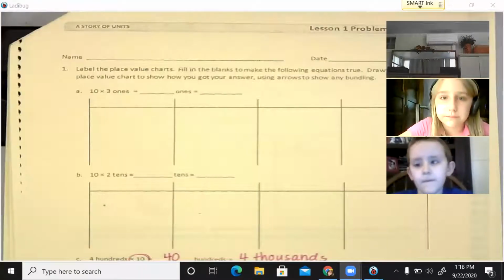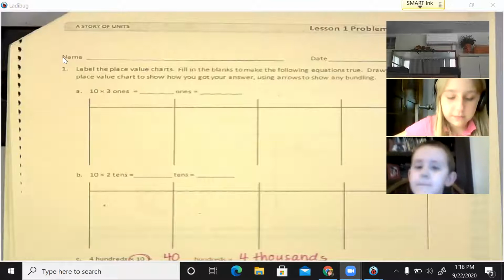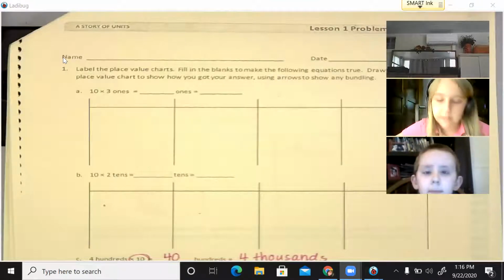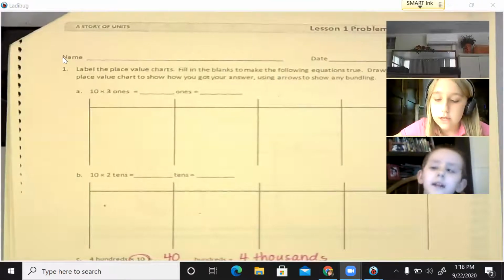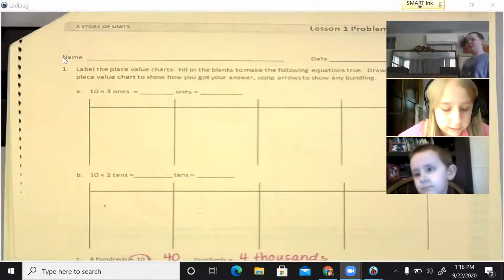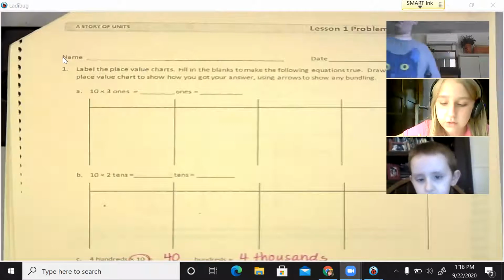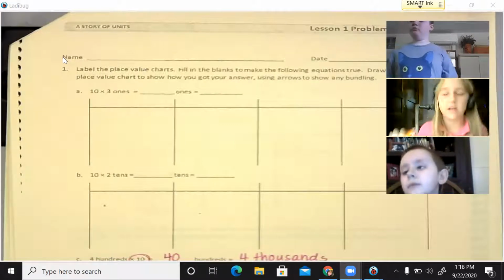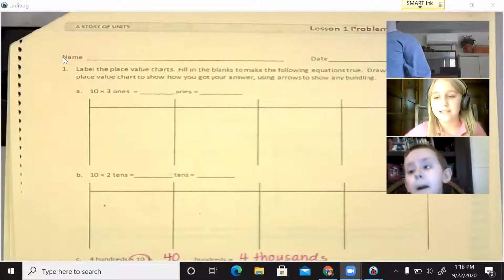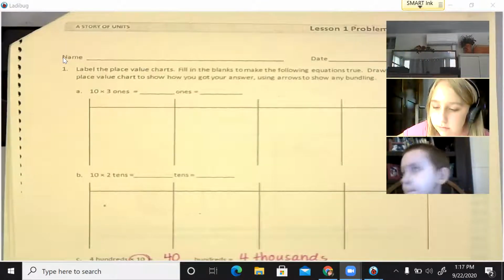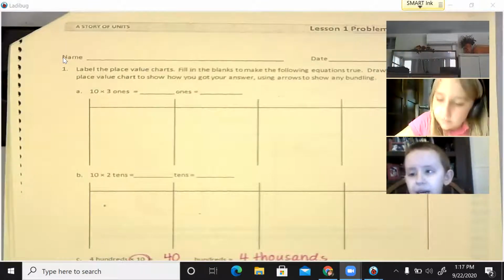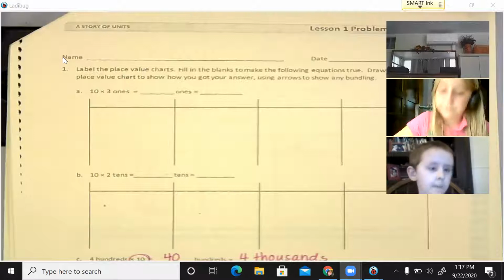Okay, go ahead, honey. Label the place value charts, fill in the blanks to make the following equations true. Draw discs in the place value chart to show how you got your answer, using arrows to show any bundling. That's okay. Remember from yesterday, we talked about bundling the discs together to make a bigger place value.